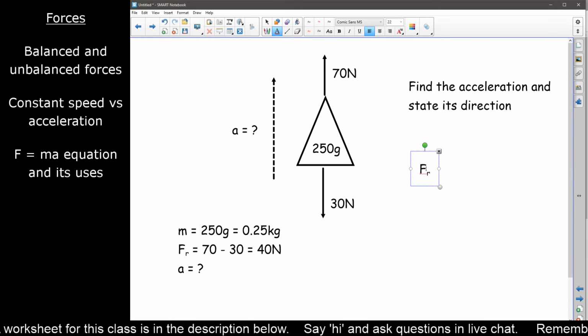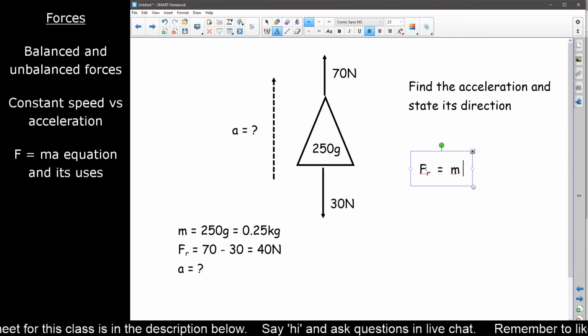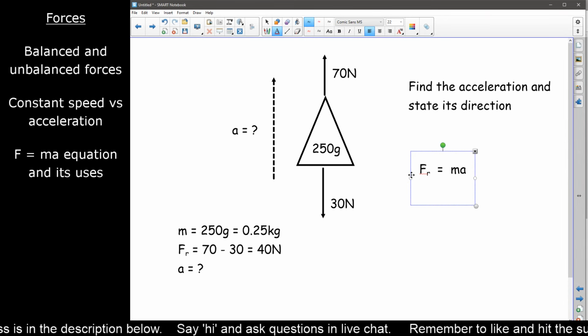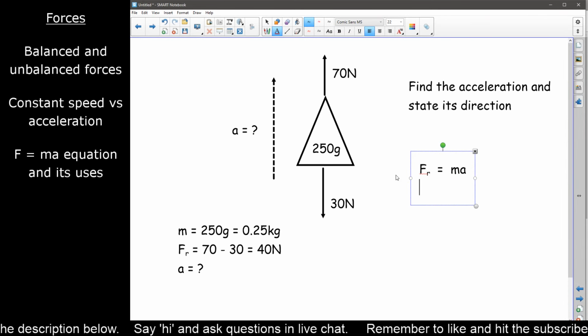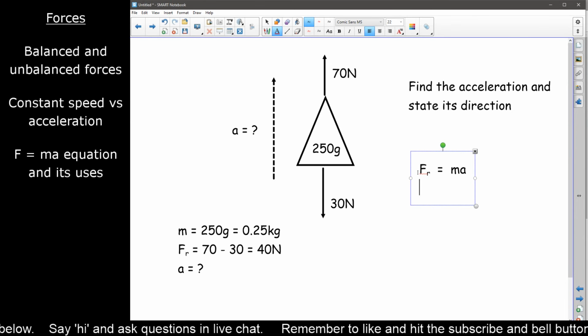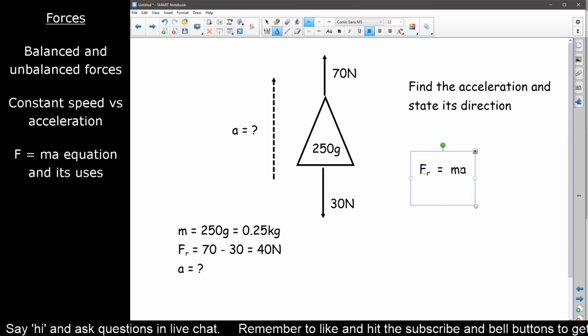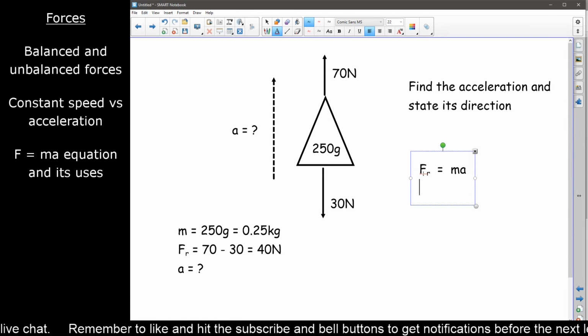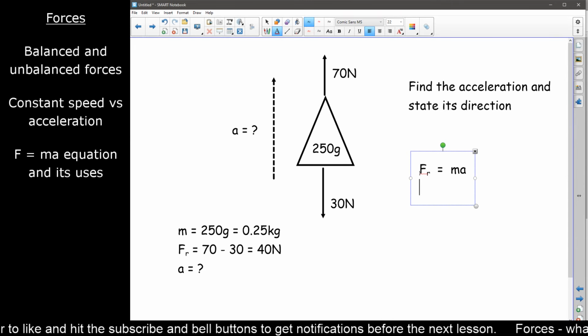Now, pro tip here. Start with FR equals MA. Do not rearrange at this stage, okay? Because the marks are for doing the formula. If you write A equals F over M, you still only get 1 mark for the formula. But here's the thing. If you get the rearrangement wrong at this stage, you get 0. If you get the substitution wrong thereafter, you still get 0.